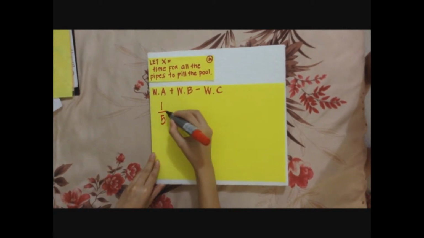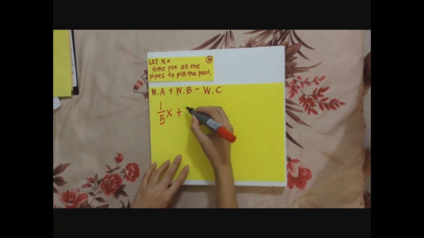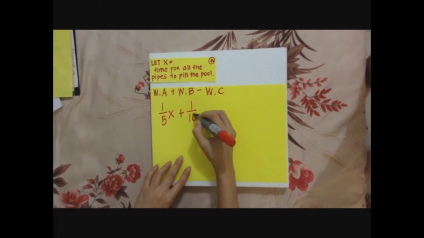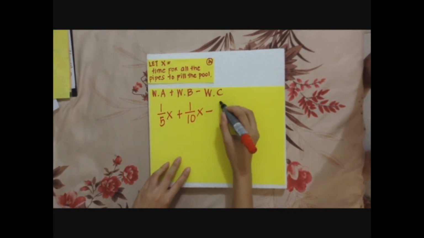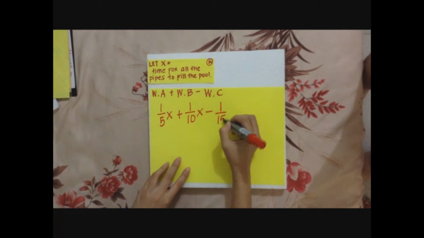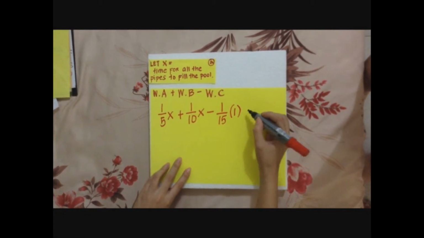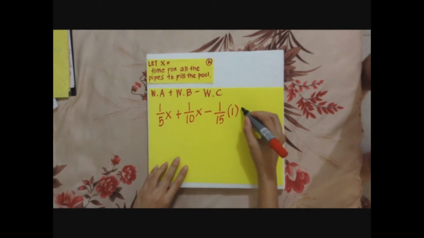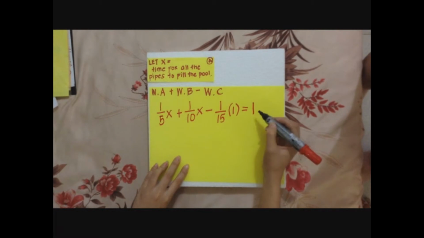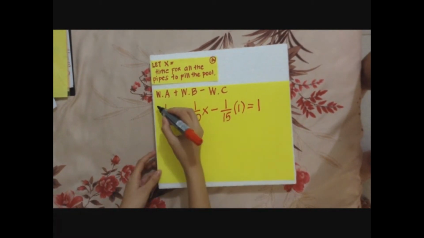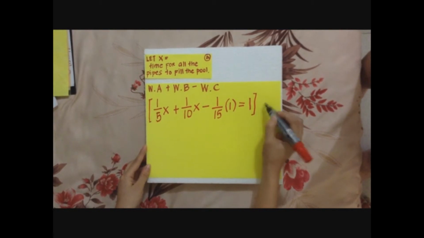So, 1 over 5x is the work for pipe A plus 1 over 10 times x for the work of pipe B minus 1 over 15 times 1 since it was ahead for 1 hour for the work of pipe C. And it is still equal to 1. And then the LCD is still 30. So we use 30.